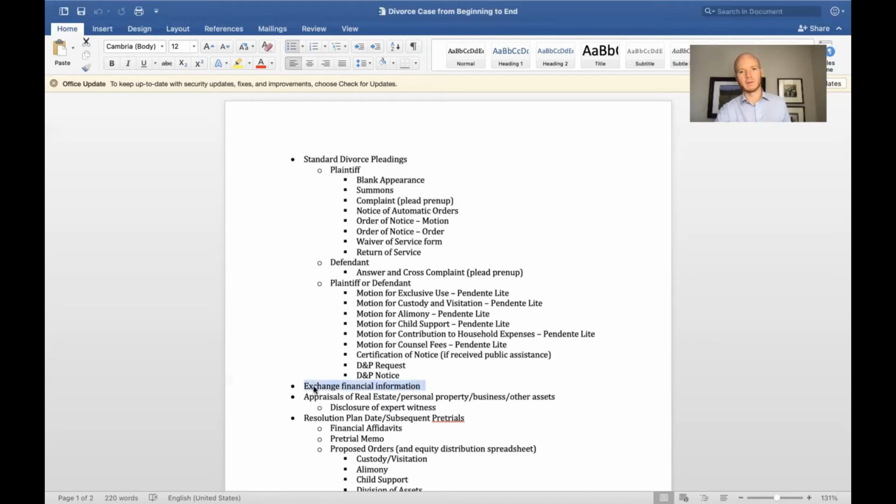And then, in order to get a full understanding of the financial picture, we may want to go out and get some appraisals. So let's say there's a house, and we want to know what the house is worth. And you can't necessarily rely on Zillow or websites like that. So we want to go out and, generally speaking, have an appraisal on the house to figure out what it's worth.